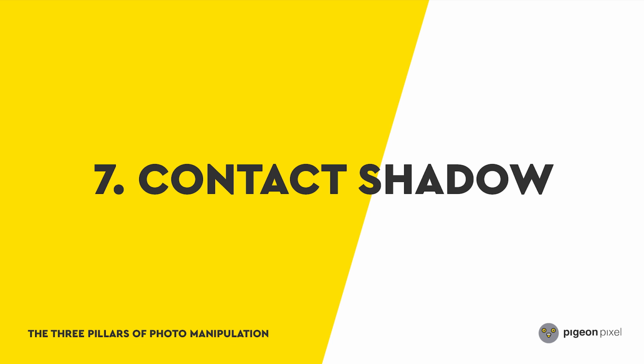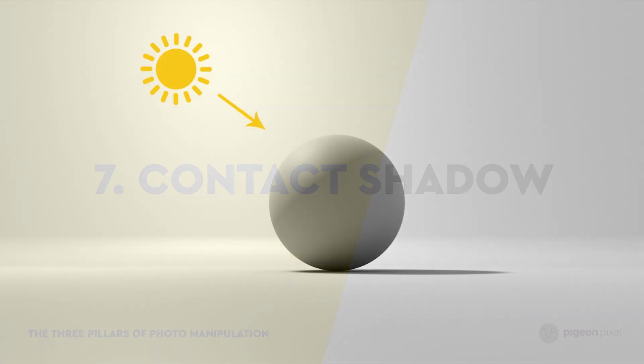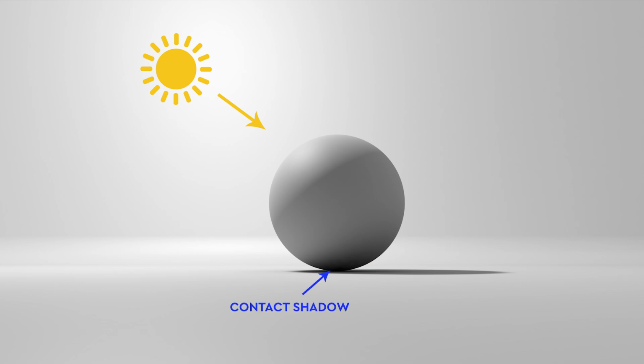And finally, 7. The contact shadow. As explained in Lesson 3, the contact area, where the object is touching the surface, gets the least amount of reflected light, making it the darkest part of the shadow. Many times I come across artworks with correct shadows, but sadly the contact shadow is missing. It's vital to remember to always include the contact shadow.